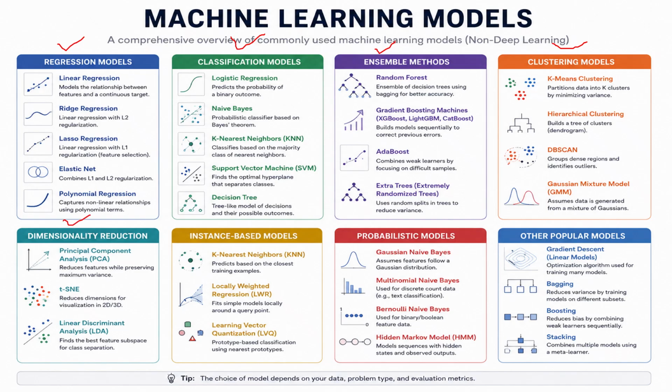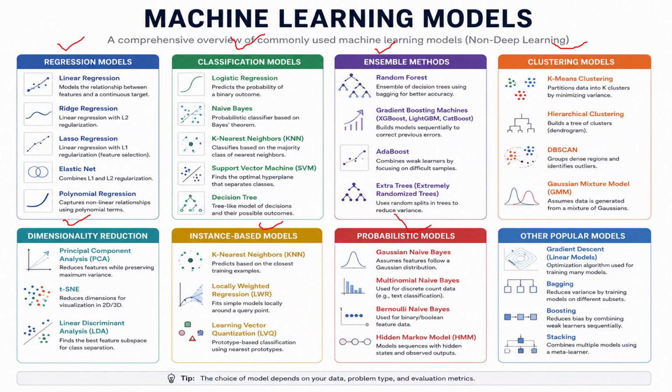Next is going to be dimensionality reduction techniques. They simplify large datasets by reducing the number of features while preserving the most important information. This helps with visualization and computational efficiency. The next is going to be instance-based models. They basically make predictions by comparing a new data point with similar examples seen in the past. They rely on similarity rather than learning a fixed mathematical model.